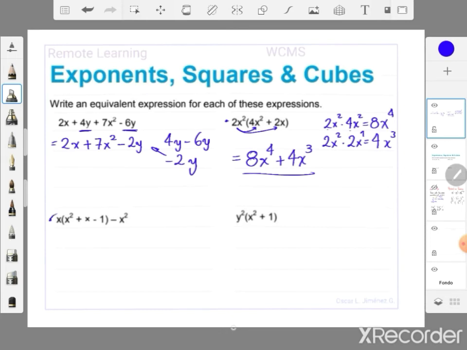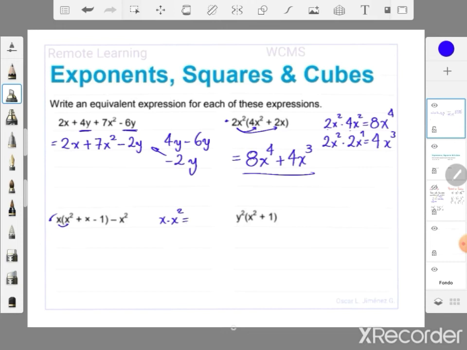Now let me show you the third exercise. This is a little bit harder, because we need to use the like terms idea and the product of exponents idea. We're going to multiply using those parentheses, so it could be a little bit harder. So let me start showing what we do first.